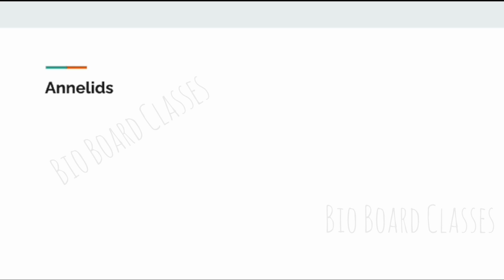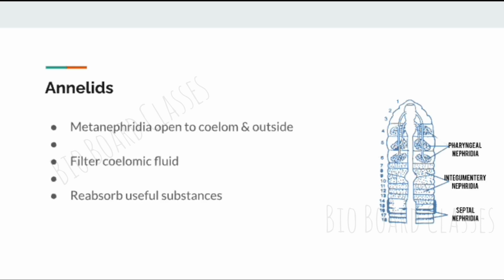In earthworms and other annelids, they developed metanephridia. Unlike protonephridia, metanephridia open both into the body cavity and outside. They filter coelomic fluid, reabsorb useful substances, and excrete the rest. This is a big step towards the complexity of kidneys.